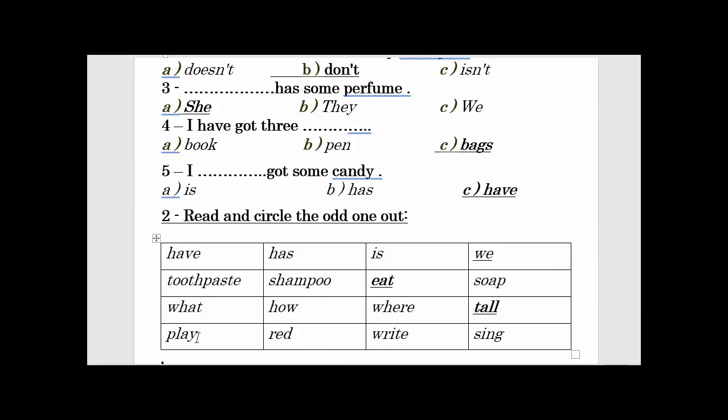Number 4. Play, read, write, and sing. Play, write, and sing are verbs, so the different one is read.